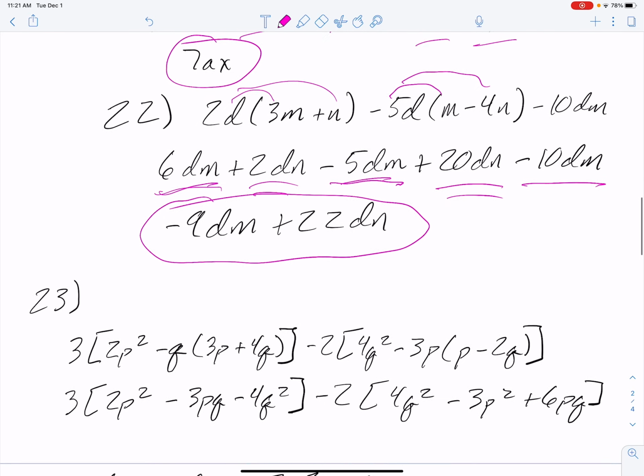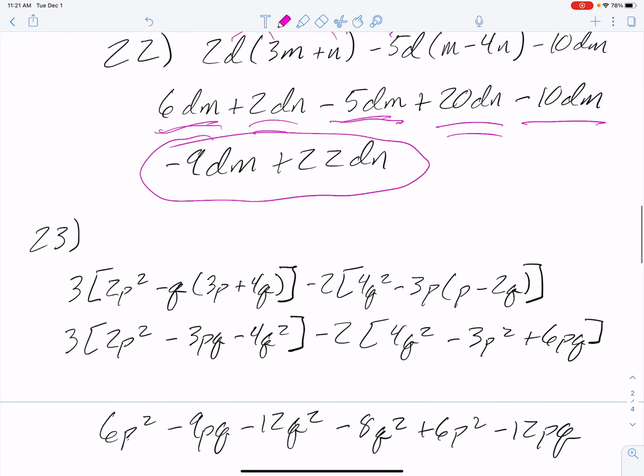23 is not much different. We just have to do a little simplifying inside our brackets before we start distributing from outside our brackets. I distribute my negative q. Again, be careful, keep an eye on that. Negative 3pq, negative 4q squared. I distribute my negative 3p, so I get negative 3p squared plus 6pq.